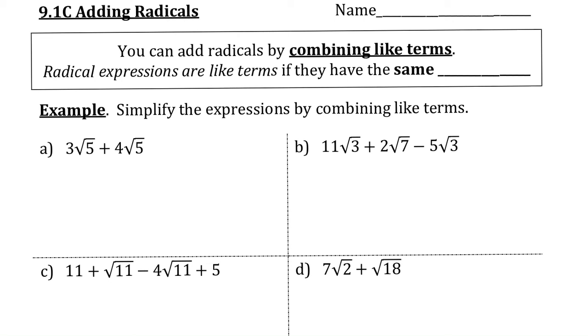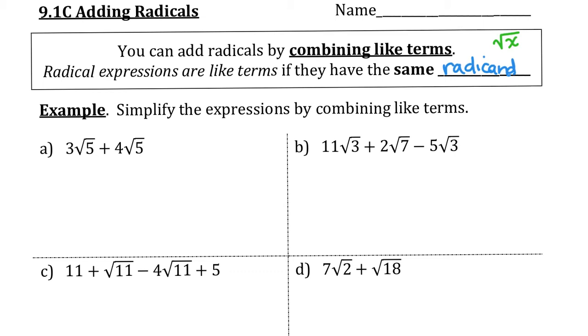Okay, today we are going to add radicals. You can add radicals by combining like terms. Radical expressions are like terms if they have the same radicand. And if you recall, the radicand is the number inside the radical. So in this case, the radicand would be x.